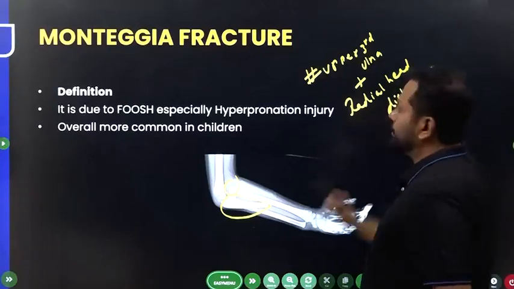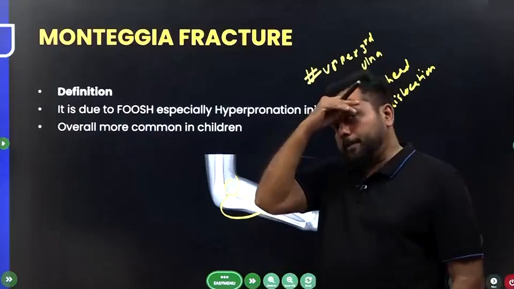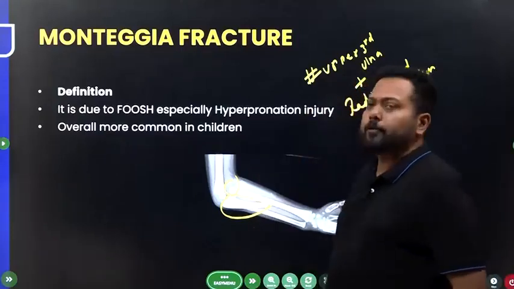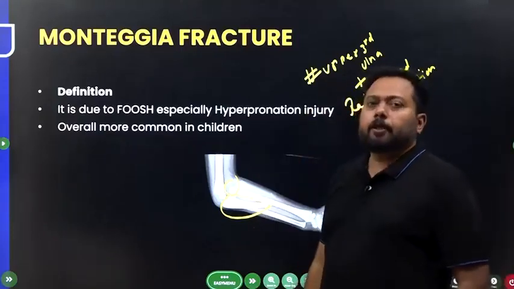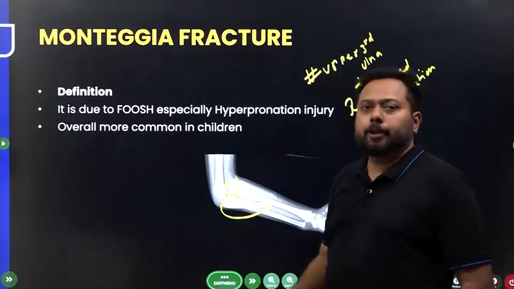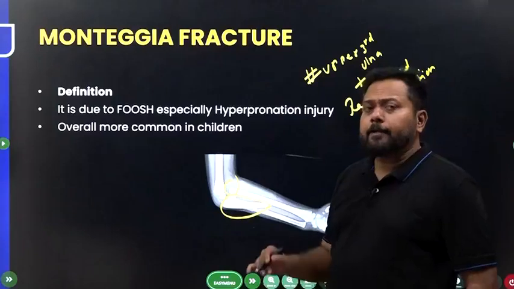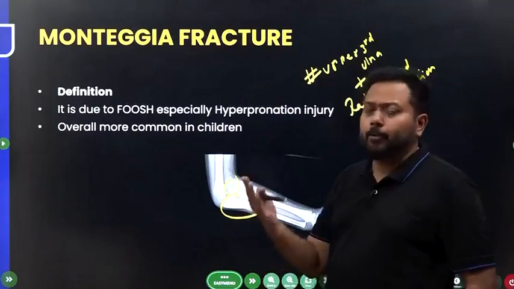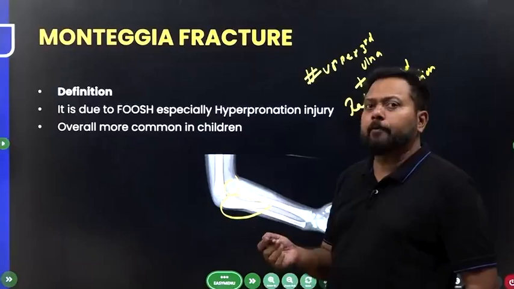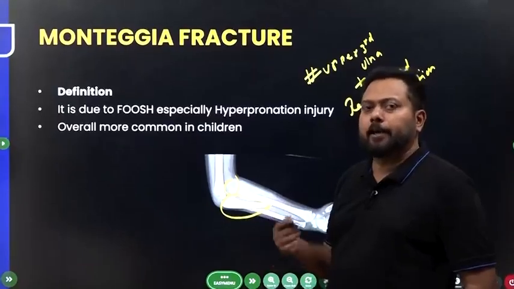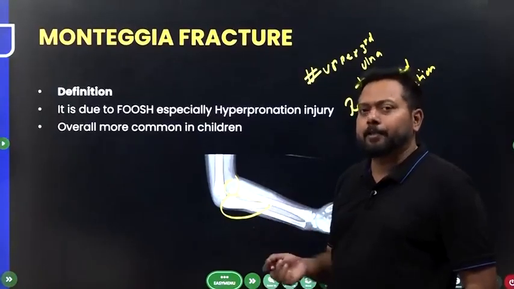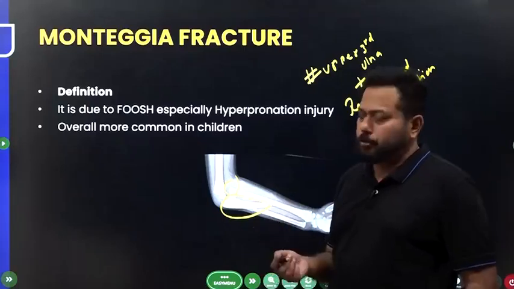Okay, so this is called Monteggia's fracture. Monteggia's fracture is otherwise called treacherous fracture. Treacherous means cheating. Treacher means cheater, traitor. Why? Because fracture of the ulna is easily noticeable. Many a times we will miss the radial head subluxation or radial head dislocation. So that will cheat us. So it's called a cheating fracture or treacherous fracture.